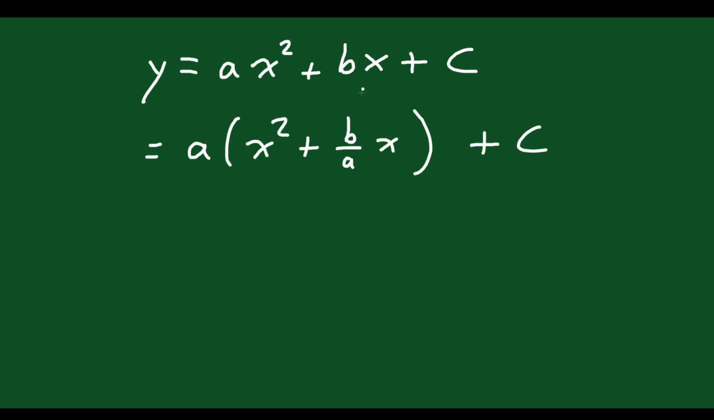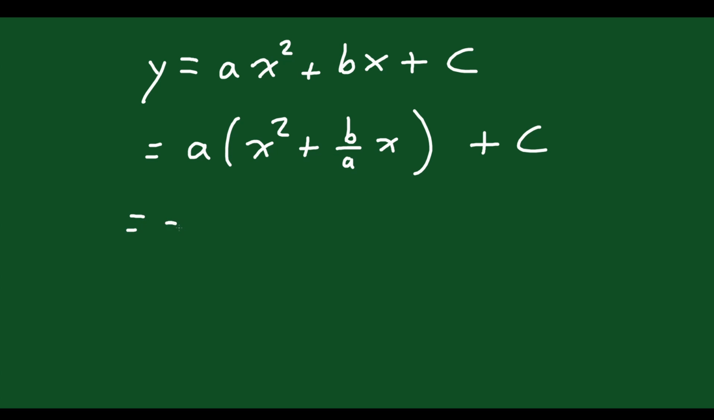Because remember, you just factor from the first two terms. If you factor an a out of b, you're left with b over a. Because if you multiply this back in, you want to get back to here, right? A times x squared is ax squared. A times b over ax, the a's would cancel and you're left with b. So that's how you have to do that, okay?